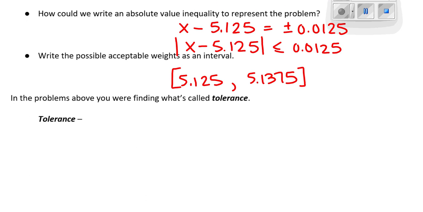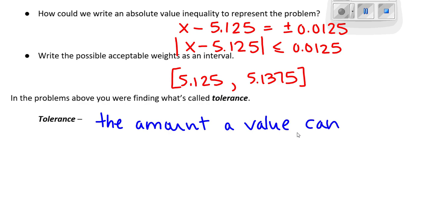So let's first of all define a tolerance problem, and then I'm going to give you one way to look at it, as far as a formula goes. So tolerance is the amount that a value, like the number we can have, can change and still be acceptable. Let's write that down. Fluctuate would be a good word too, like how much can it wiggle up or down, fluctuate up or down. So the amount a value can change and still be acceptable is what we're looking for.